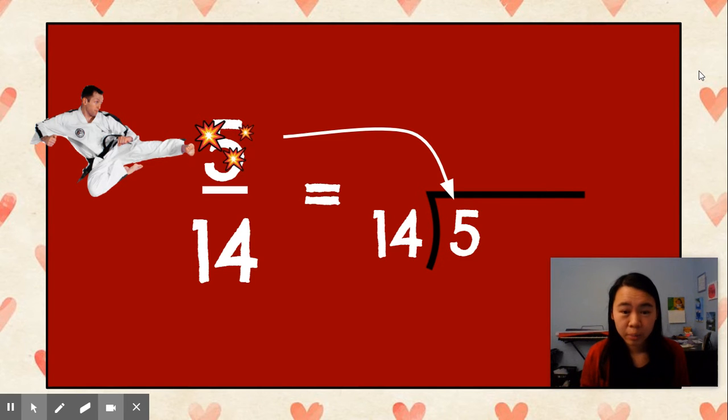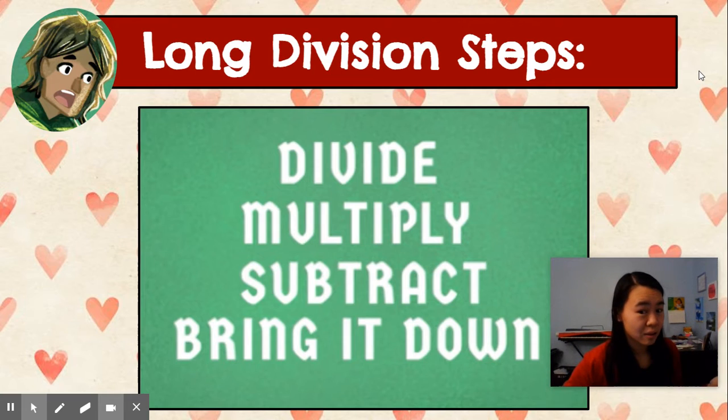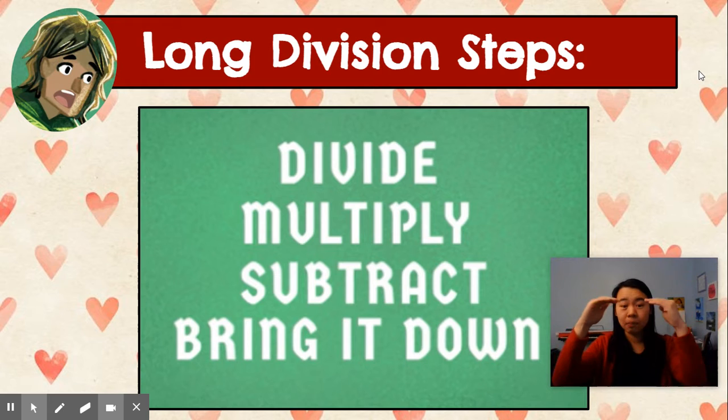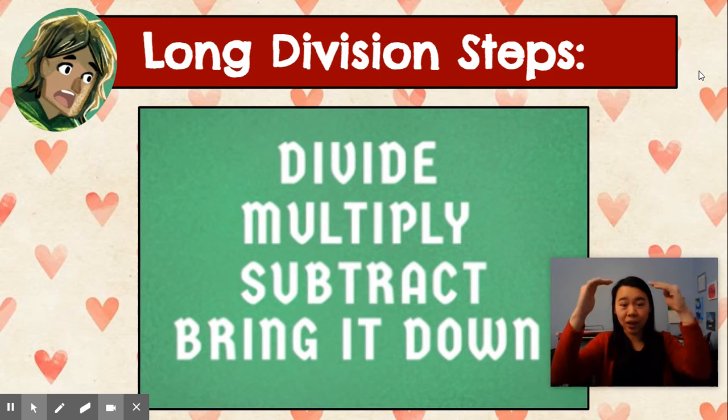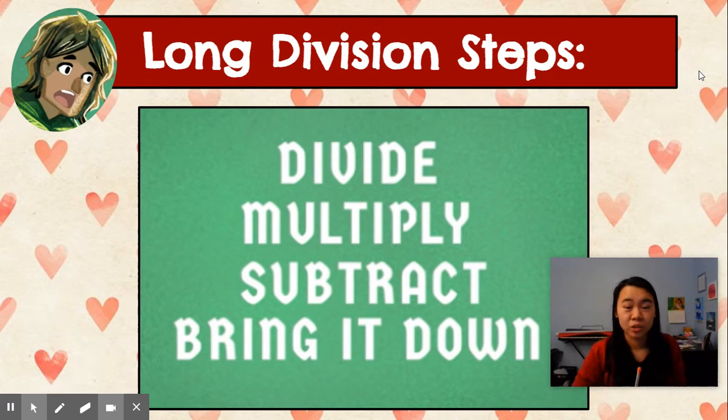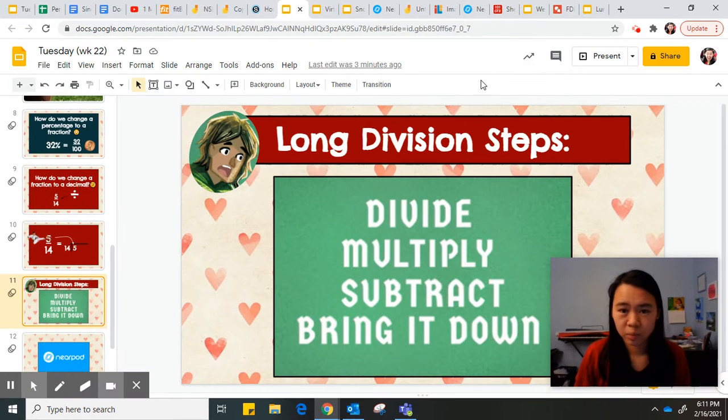Okay, once we have our problem set up, you're going to follow these 4 steps. You're going to divide, multiply, subtract, and bring down. And then once you're done, you're going to do it again. Divide, multiply, subtract, bring down. Again, divide, multiply, subtract, and bring down. So you're going to do those steps over and over and over again. Okay? All right, let's do some practice problems.